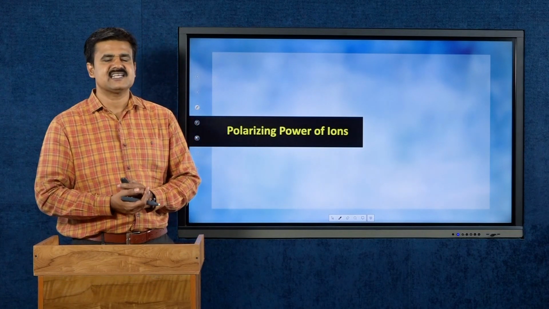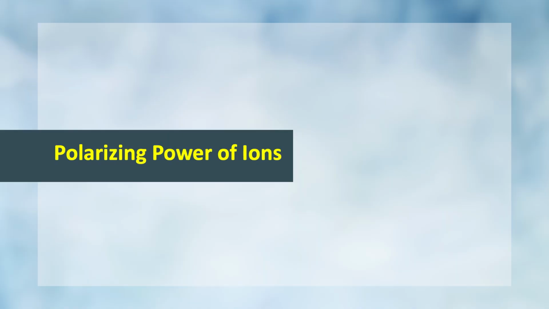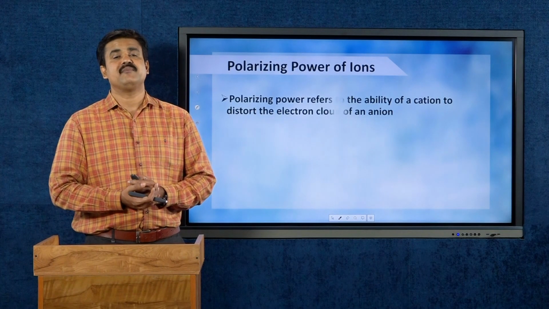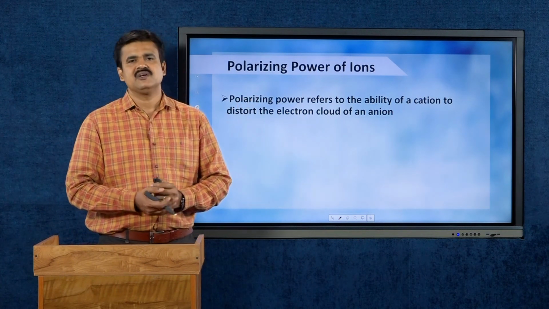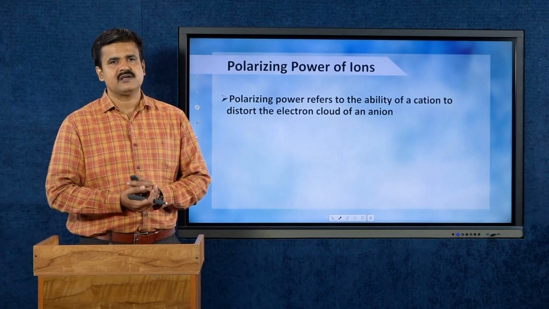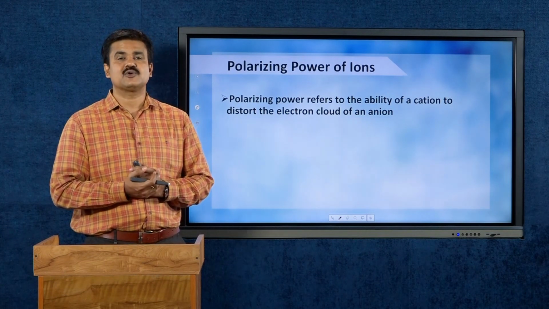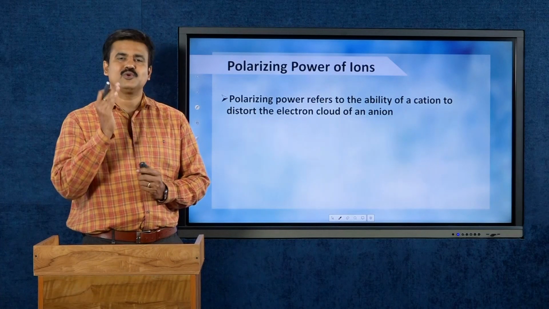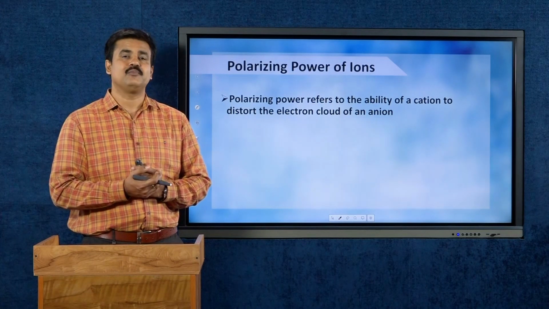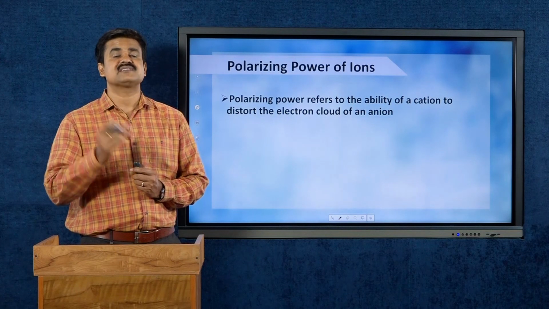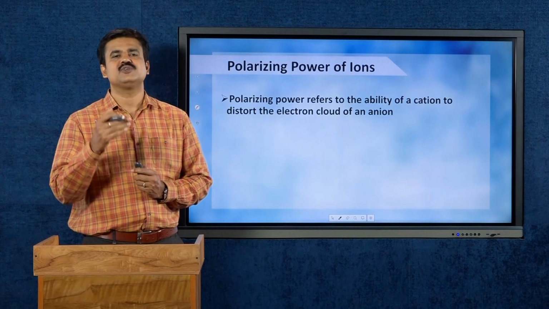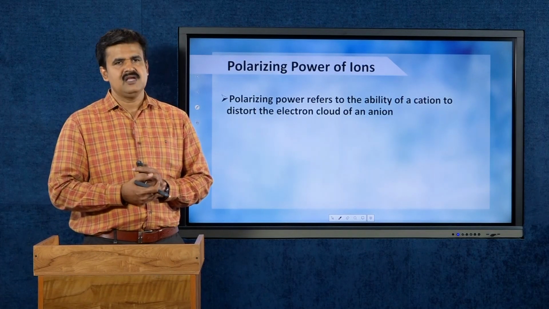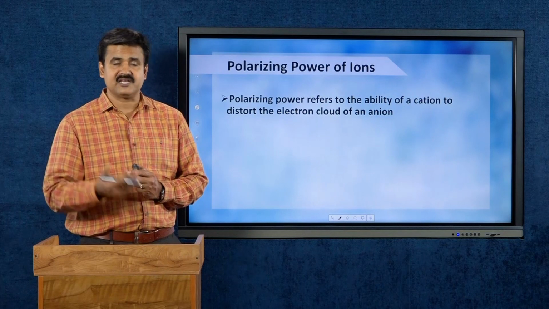Now, we are discussing another important parameter, that is nothing but polarizing power of ions. What is meant by polarizing power? Polarizing power refers to the ability of a cation to distort the electron cloud of an anion. You know the fact that anions will undergo polarization only in the presence of a cation. So, the polarizing power is intended to describe the cation. Polarizing power is mentioned for cations.